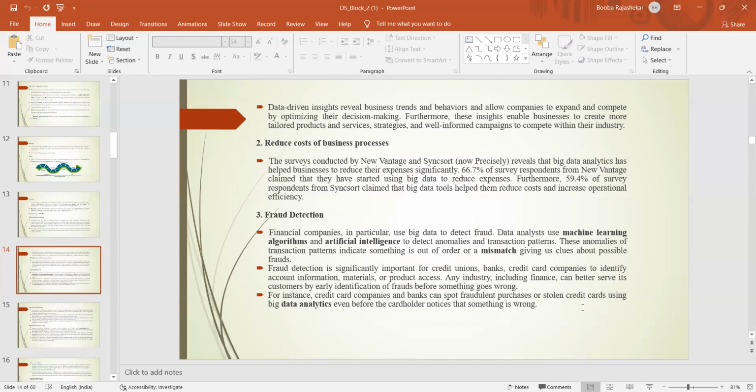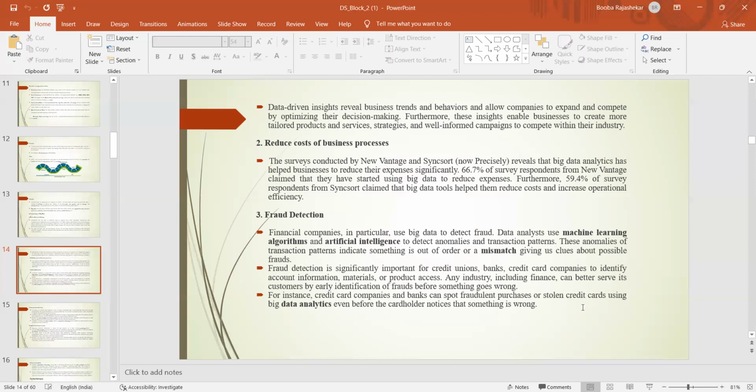Financial companies in particular use big data to detect fraud. Data analytics uses machine learning algorithms and artificial intelligence to detect anomalies in transaction patterns. These anomalies in transaction patterns indicate something is out of order, a mistake or a mismatch, giving us clues about possible frauds. So this is the next one.